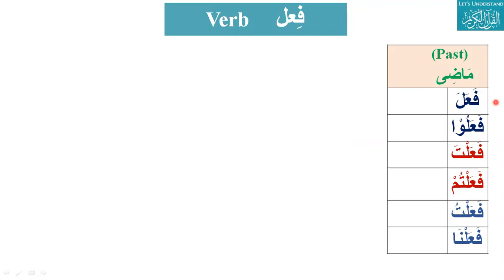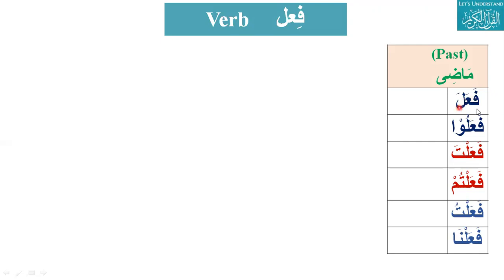Initially we started with the detached pronouns. They are huwa, hum, anta, antum, ana, nahnu. Huwa he, hum they, anta you, antum you all, ana I, nahnu we. They were detached pronouns. Here when we say fa'ala, fa'ala means he did. He is hidden inside of it. So fa'ala he did. Fa'alu they did. Fa'alta you did. Fa'altum you all did. Fa'altu I did. Fa'alna we did.